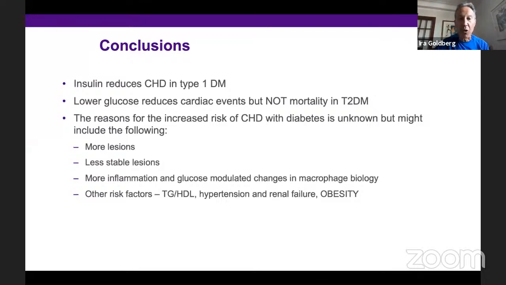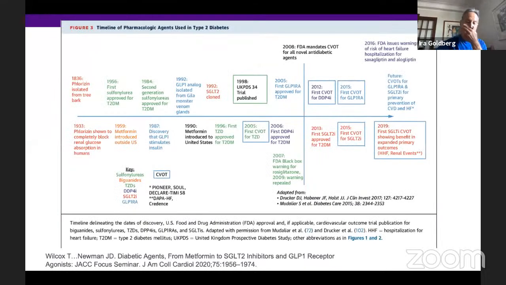People with diabetes have more lesions. The lesions look a little less stable. They may be more inflammatory, as maybe glucose or insulin resistance modulates macrophage biology. But other risk factors also matter: high triglycerides and low HDL, which you'll hear about in the next talk, hypertension, renal failure, and maybe on the top, obesity.